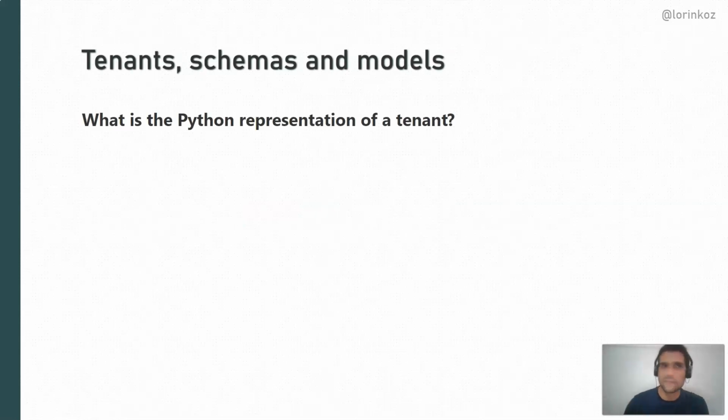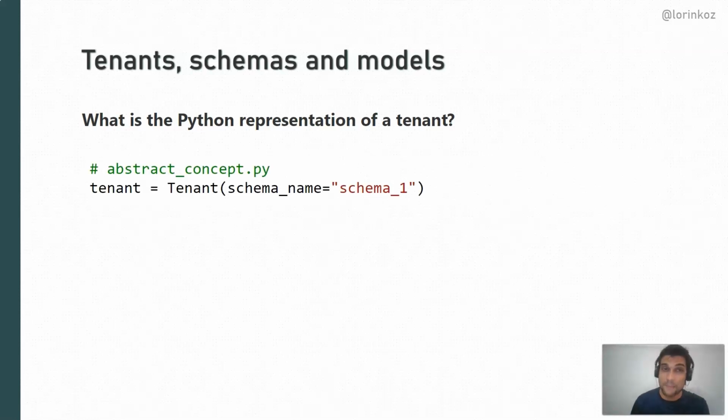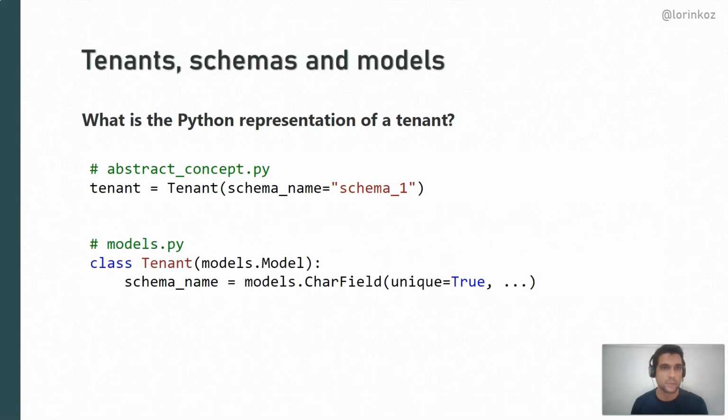This is a very interesting question to ask: what is the Python representation of a tenant? Well, as an abstract concept, you can think of a tenant as a plain old Python object with a schema name. That is, a schema that is going to be associated with a tenant. As soon as you make the jump into models, it's practically the same, except that you have to ensure uniqueness of the schema name across all tenants.